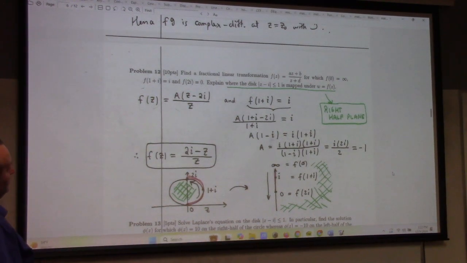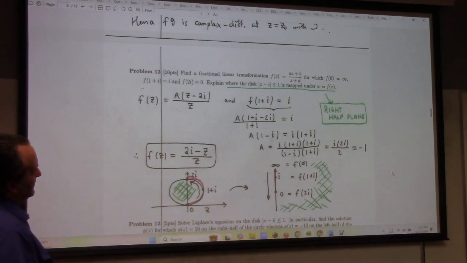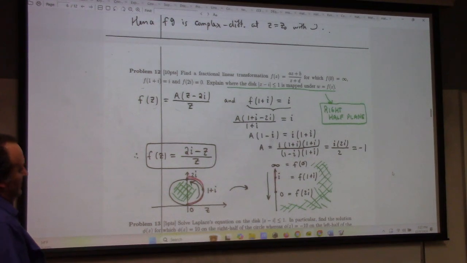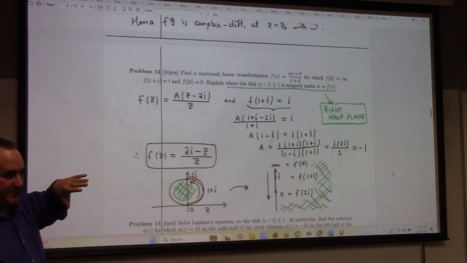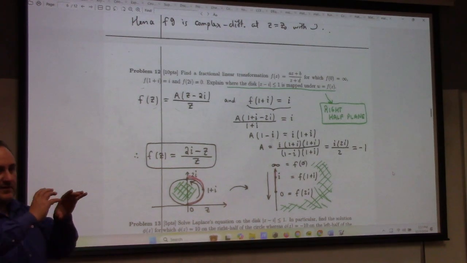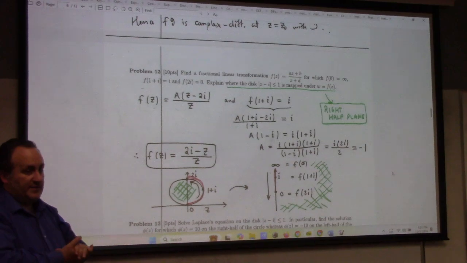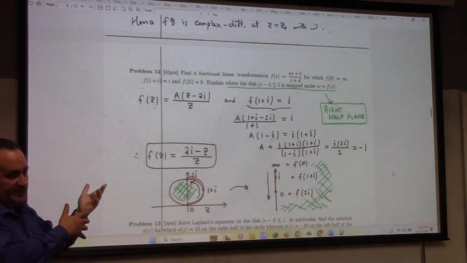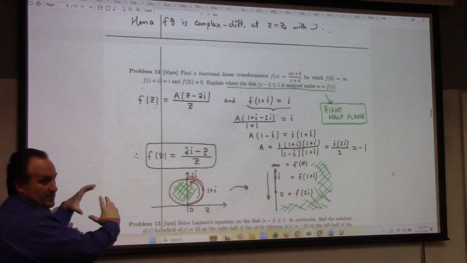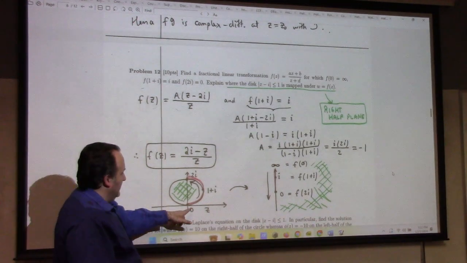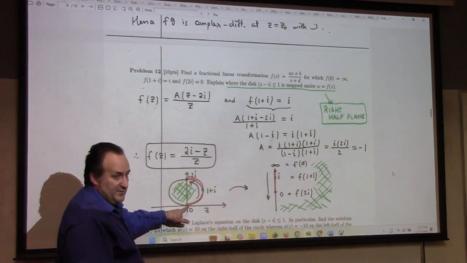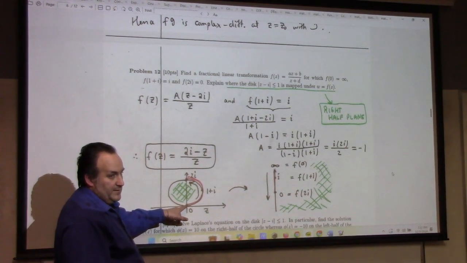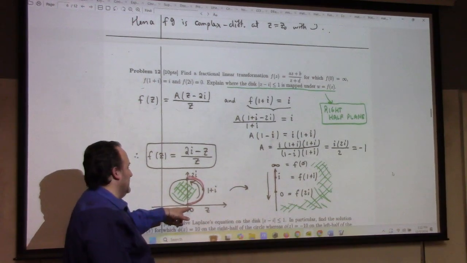And then I say explain where the disk, absolute value of z minus i less than or equal to 1, is mapped to under f of z. You can figure that out because the way a complex differentiable map works is it maps interior to interior. And this is a Mobius transformation, a fractional linear transformation, so it maps a circle to either a circle or a line. But it's a circle through the origin, and this involves the division by z, so that means it's mapping it to infinity, which means it's coming out with a line. It has to map to a line.